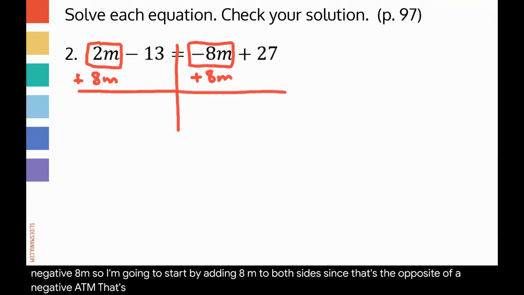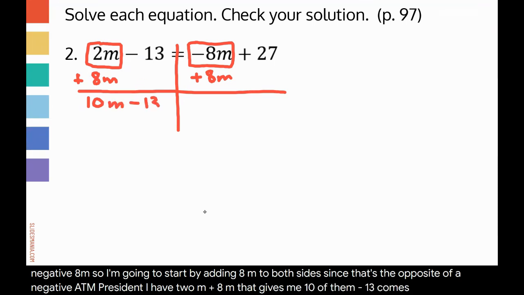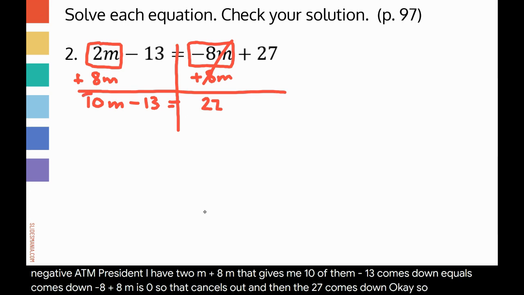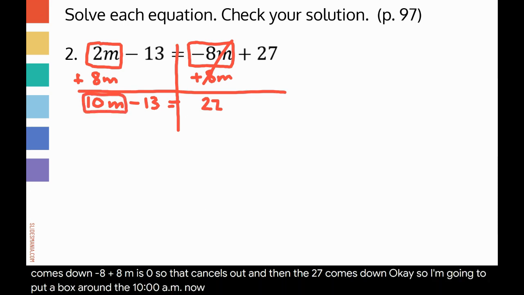Okay, so then I have 2m plus 8m. That gives me 10m. Minus 13 comes down. Equals comes down. -8m plus 8m is 0, so that cancels out. And then the 27 comes down. Okay, so I'm going to put a box around the 10m now.